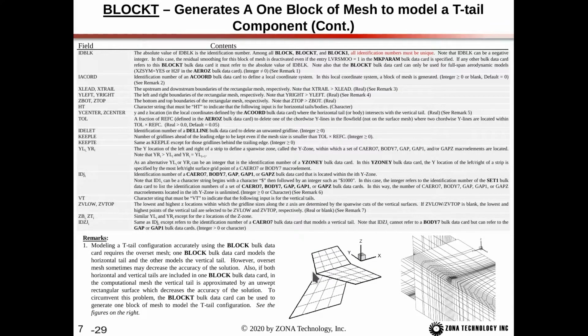For the second Y zone, this is our left-hand side boundary, and then this is the right-hand side boundary of the second Y zone. This C07 would be in the second Y zone.